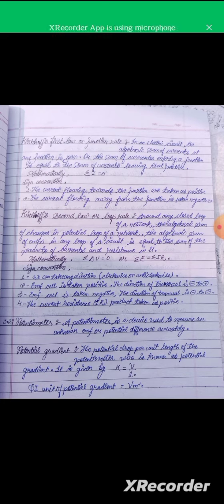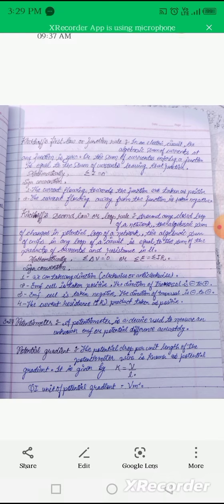Kirchhoff's first law, or junction rule. In an electric circuit, the algebraic sum of currents at any junction is zero, or the sum of currents entering a junction is equal to the sum of currents leaving that junction. Mathematically, summation I equal to zero. Sign convention: the currents flowing towards the junction are taken as positive. The currents flowing away from the junction are taken as negative.